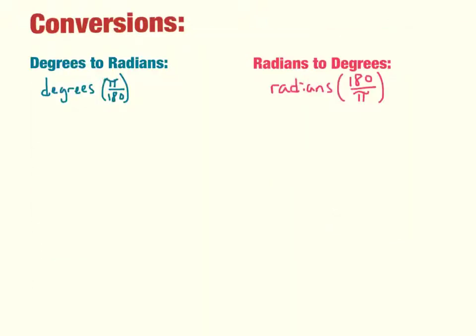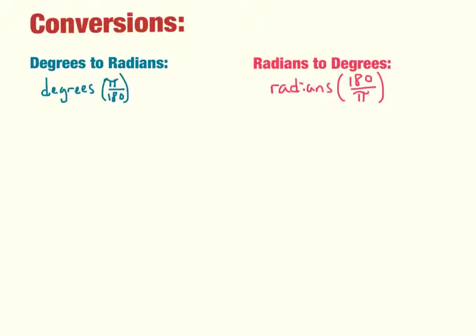Okay, let's talk about converting from degrees to radians or radians back to degrees. If I want to convert from degrees to radians, I take the degrees and I multiply them by pi over 180. But since we leave these things in terms of pi, you pretty much just divide it by 180 and put a pi in the numerator. All right, I'll show you what I mean.